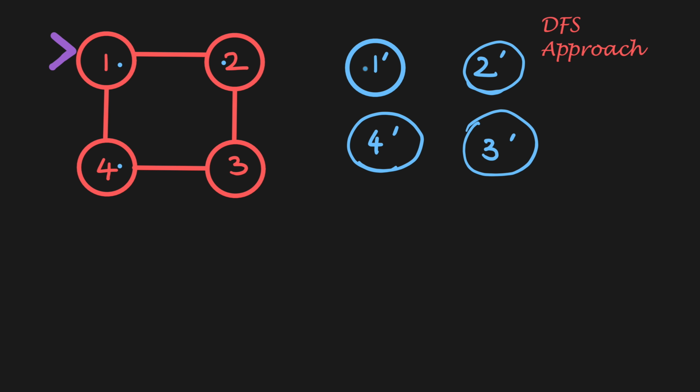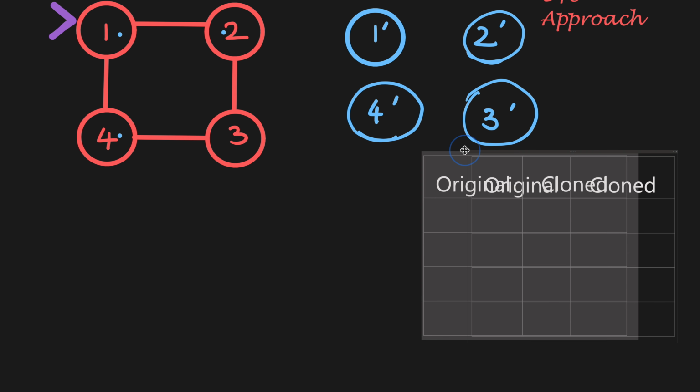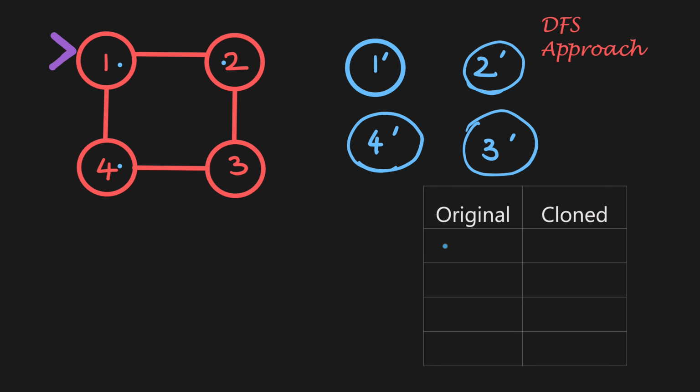When we come back to connect clone 1 to clone 2, how do we find the specific clone we created for node 2 among all the new nodes? We need a way to link the original node to its new copy. So, to address this, we can use a hashmap to store the mapping from the original node to the clone node. The key will be original node reference and the value will be clone node reference.